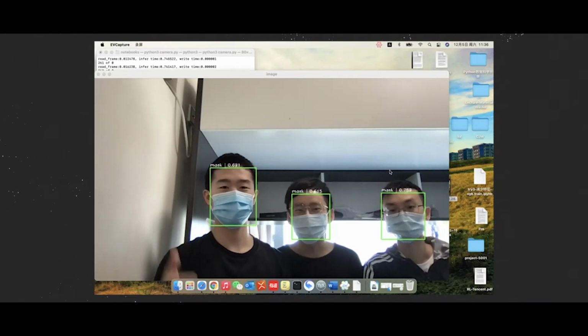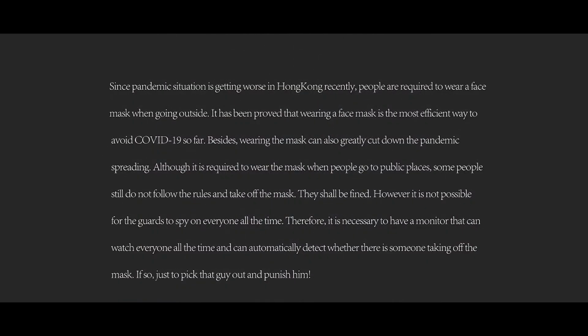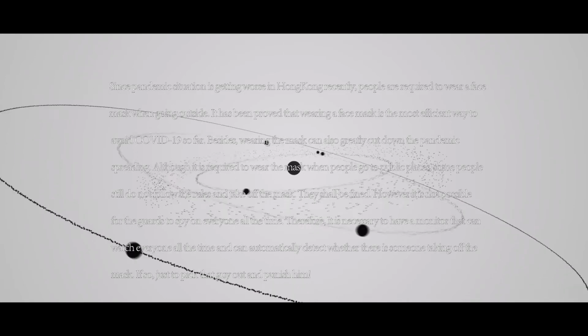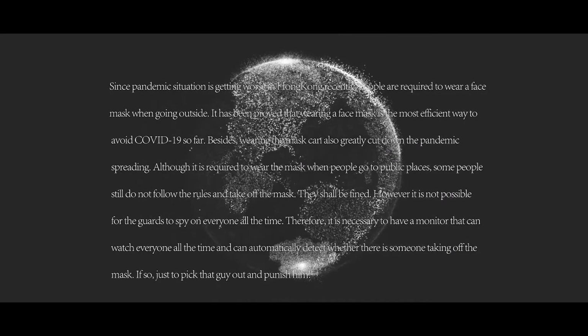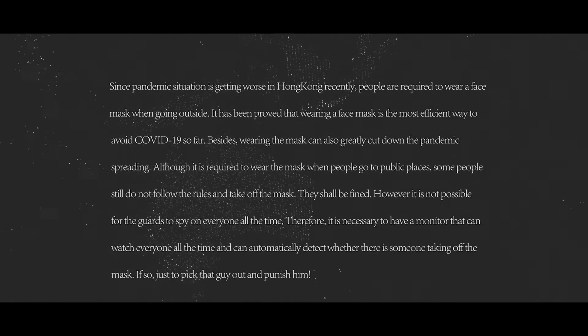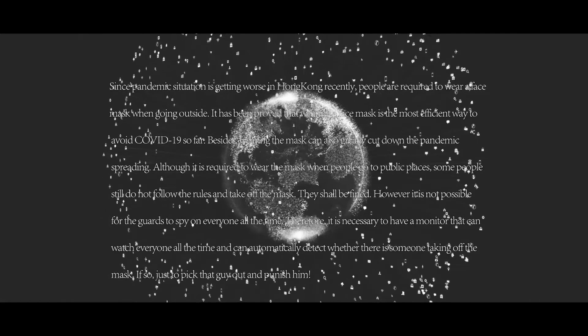Though it is required to wear the mask when people go to public places, some people still do not follow the rules and take off the mask. This shall be fine. However, it's not possible for the guards to spy on everyone all the time. Therefore, it's necessary to have a monitor that can watch everyone all the time and can automatically detect whether there's someone taking off the mask. If so, just pick that guy out and punish him.